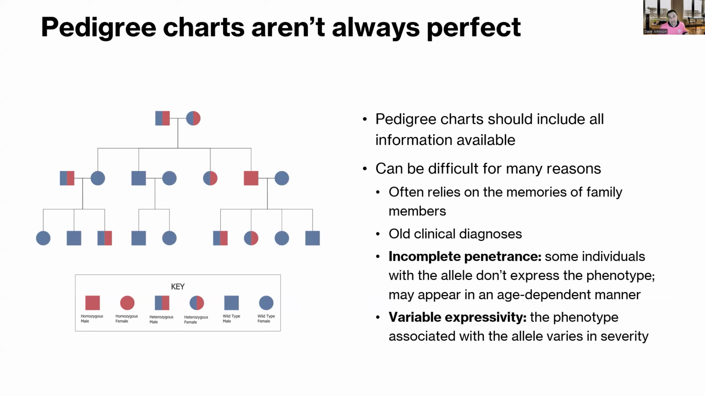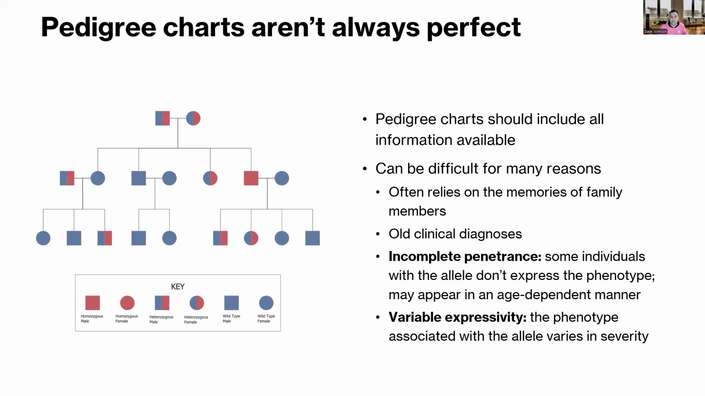And then we go, well, I don't know, right? Like we're relying on old clinical diagnoses. Some other confounding variables include incomplete penetrance. So in the cases of some diseases, in the cases of some traits, people can have the allele, whether it's heterozygous or homozygous, but they may not express the phenotype.